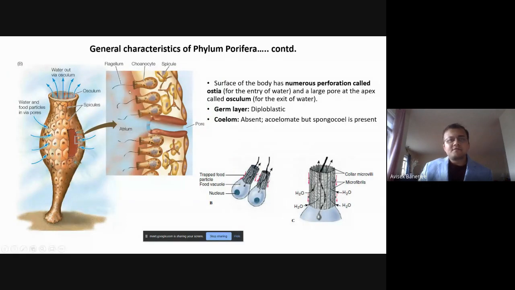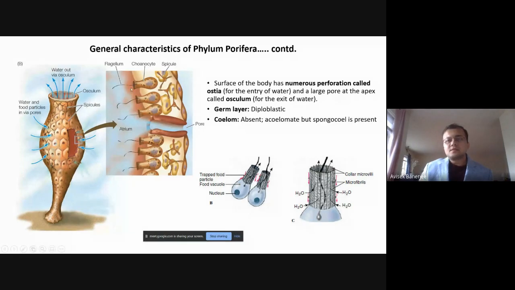Then the further general characteristics is the surface of the body has numerous pores called ostia. Now this is one of the very classical features of phylum Porifera, where the name actually comes from: perforated. The body is perforated with numerous pores, called ostia, for the entry of water. So the water enters through these numerous pores in the body, and water comes into a central structure called spongocoel. I'll talk about that later. And then the water goes out from just one single opening called osculum.